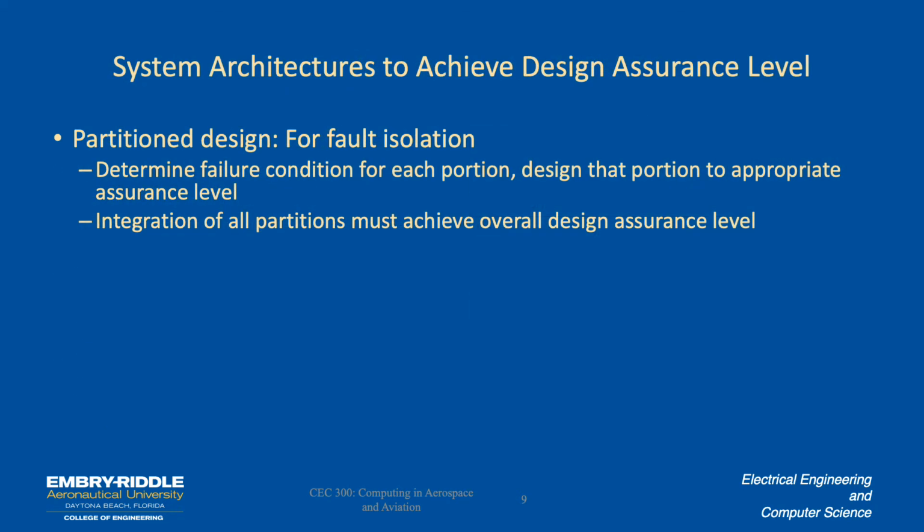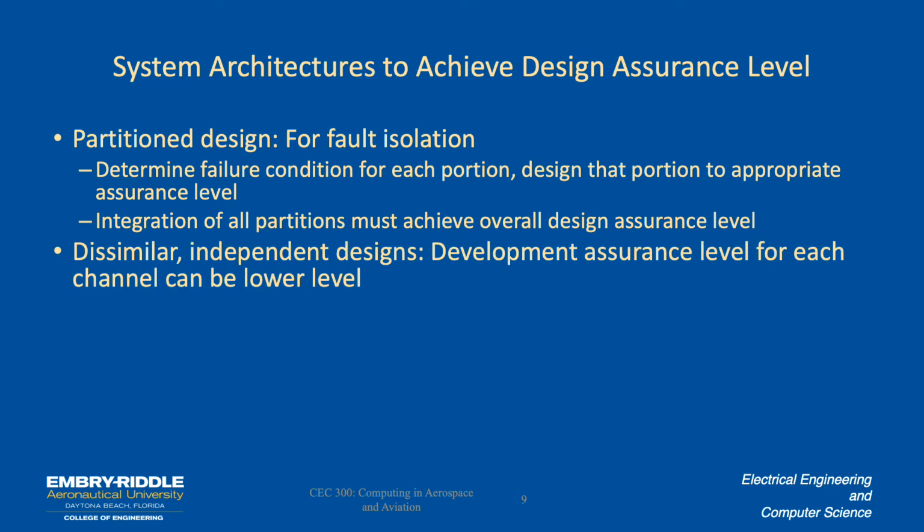Some of the ways to achieve specified design assurance levels, these aren't particular to either A, B, C, D, or E. These are just some different processes that give you different value. Partition design, so you can isolate faults. You can then talk about the failure condition for each portion and design each portion to an appropriate design assurance level. And when you put all these together, you have to achieve the overall design assurance level. It may be that to achieve design assurance level A, you can have subsystems that are design assurance level B, but when they're combined, you get design assurance level A because of redundancy or hot swaps or something.